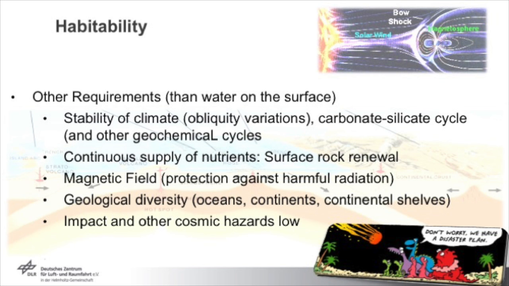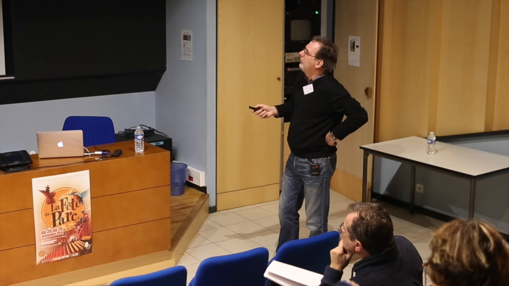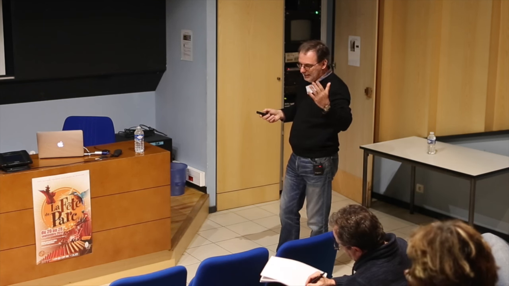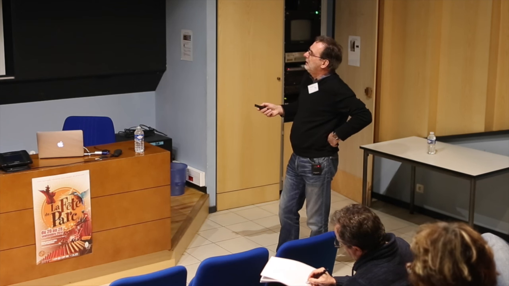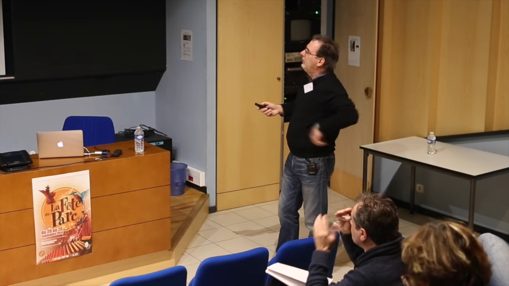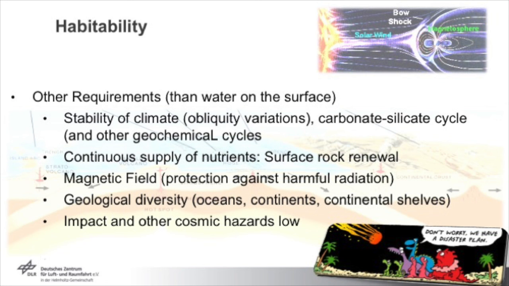And that would, of course, include, for instance, the stability of climate. Obliquity variations of the rotation axis could be a factor here, which Mars has suffered from. We have the moon to stabilize our rotation axis and prevent us from large excursions of the rotation axis. Carbonate silicate cycle, so that is basically plate tectonics operating and other geochemical cycles that would stabilize against excursions of the climate. A continuous supply of nutrients, surface rock renewal, could be an important element here, so that whenever stuff is eaten up basically from the base of the food chain, you renew it and provide new nutrition.